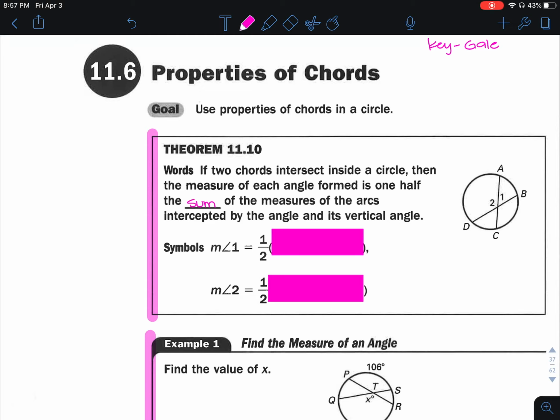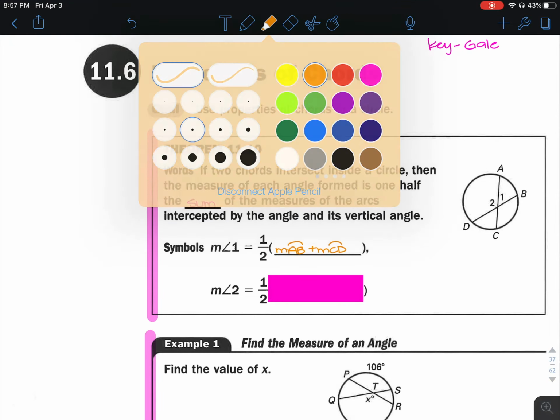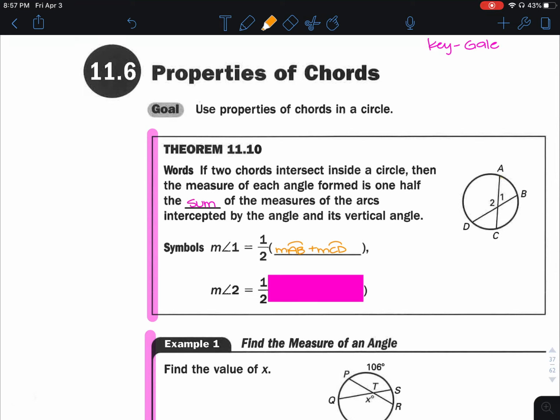In the picture to the right, let's say I want to find the measure of angle 1. Angle 1 is this angle right here. To find that, I have 1/2 the measure of AB, which is this orange arc, plus the measure of CD, which is that other orange arc. Again, arcs and angles are very different. Arcs are on the circle, angles are inside of my circle.